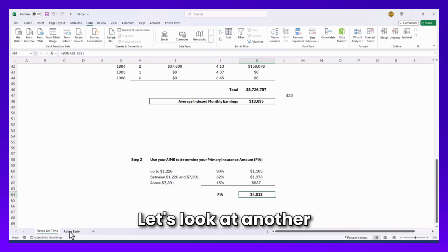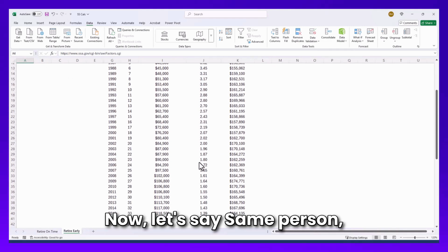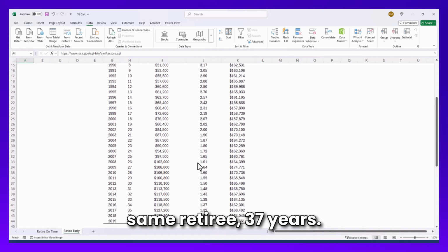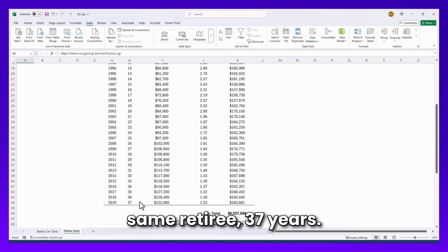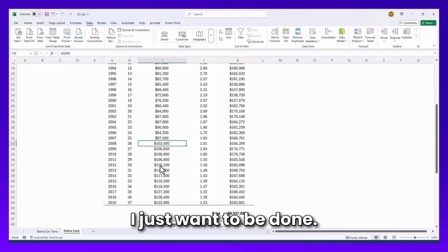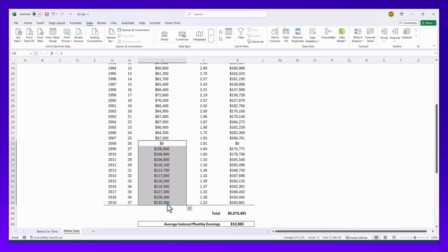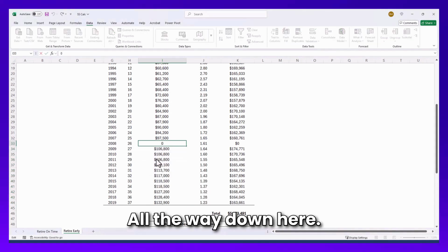All right, now let's look at another example real quick. Let's say same person, same retiree, 37 years. Now let's say this retiree says, you know what? After 25 years, I just want to be done. I just want to retire. So we put zeros all the way down here.